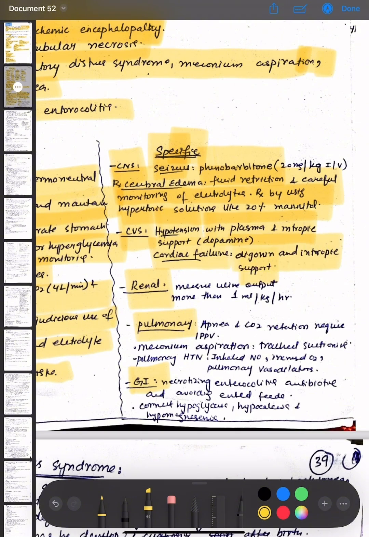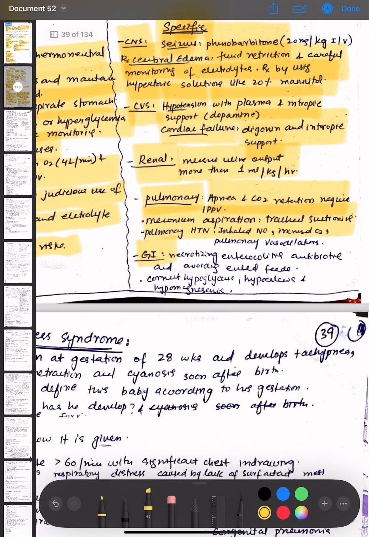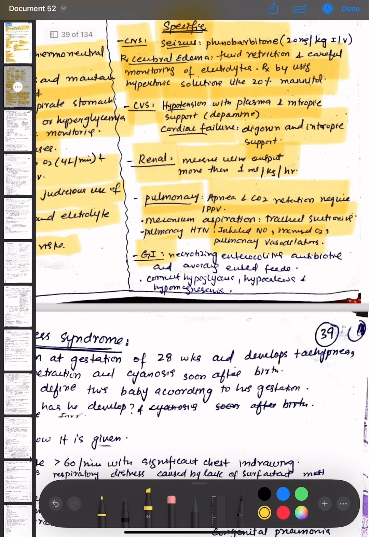Renal support is done by measuring the urine output, more than 1 ml per kg per hour. Pulmonary treatment is done for apnea and CO2 retention, meconium aspiration, tracheal suctioning, and pulmonary hypertension. Inhaled NO, increased oxygen, and pulmonary vasodilators are given. For GI necrotizing enterocolitis, antibiotics are given and avoid enteral feeds, correct hypoglycemia, hypocalcemia, and hypomagnesemia.